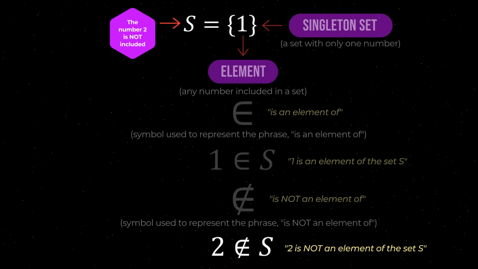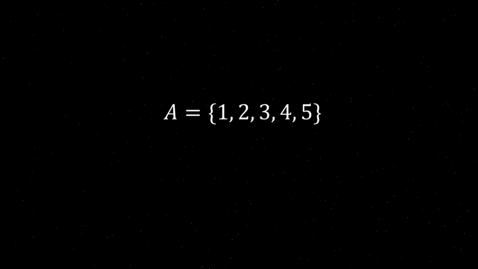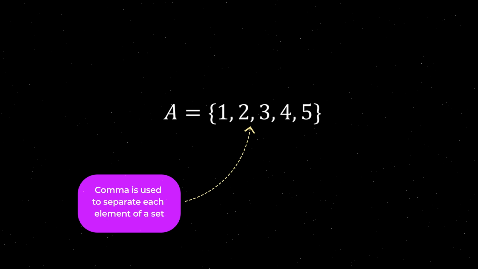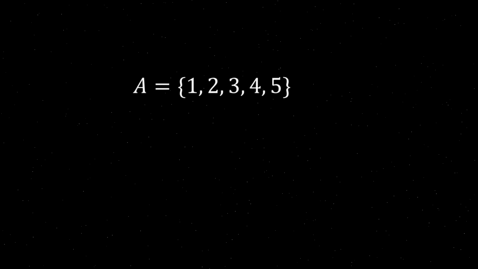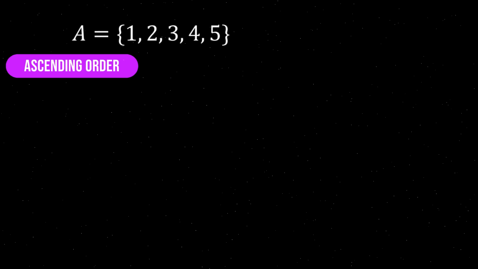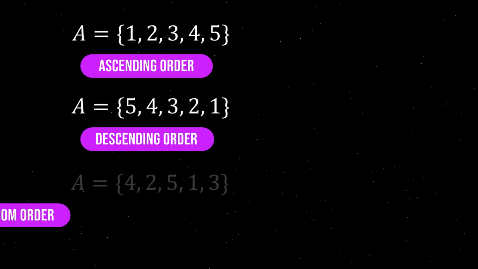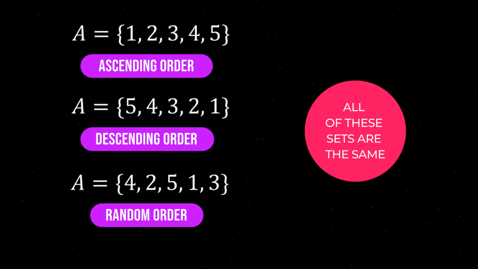Good. Let's now consider a set that has a few elements in it. Let's call this alternative set A, and let's suppose it contains the numbers 1 through 5 as shown here. Note that a comma is used to separate each element of the set. Also, the order of the elements of a set does not matter. Although the elements of set A are arranged in ascending order, they can also be arranged in descending order or in a random order. All of these sets are equivalent, that is, they are the same.